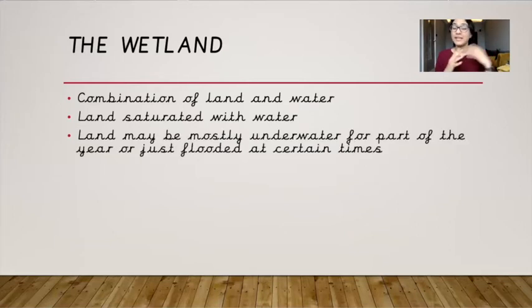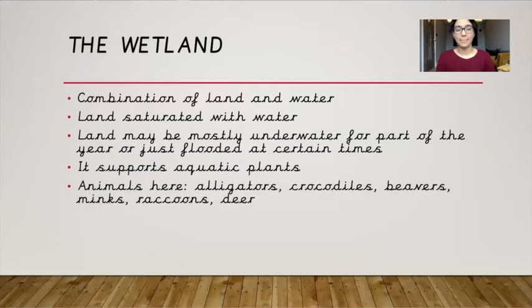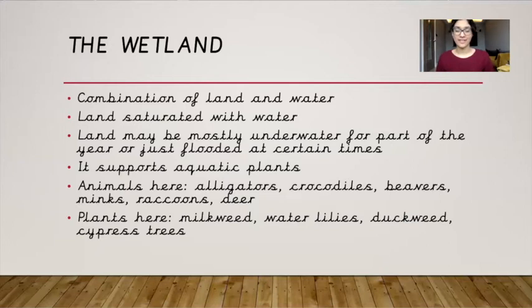The land may be mostly underwater for part of the year, or just flooded at certain times. And the biggest feature of the wetland, what makes the wetland a wetland, is that it supports aquatic plants. So plants that only live in water, nowhere else really. Animals that you might find here: alligators, crocodiles, beavers, minks, raccoons, and deer. And the plants that you might find here are milkweed, water lilies, duckweed, and cypress trees. These are plants that really, really thrive from a lot of water.